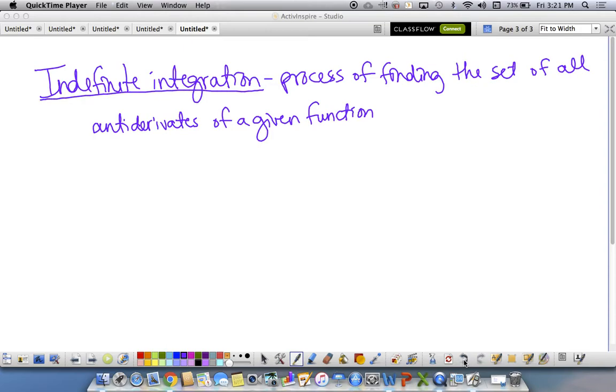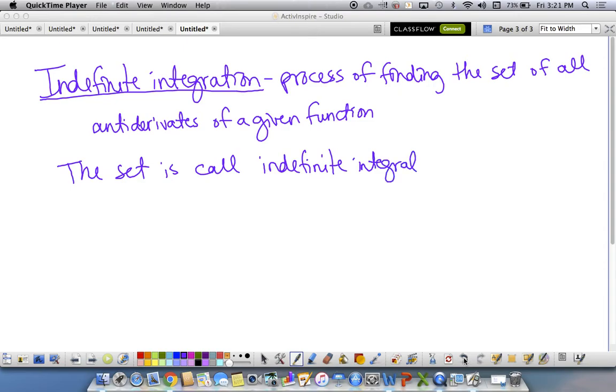Okay, that is indefinite integration. We call the set of numbers the indefinite integral. It is incorrect to speak of the antiderivative of a function because there are more than one, but it's correct to speak of the indefinite integral of a function.